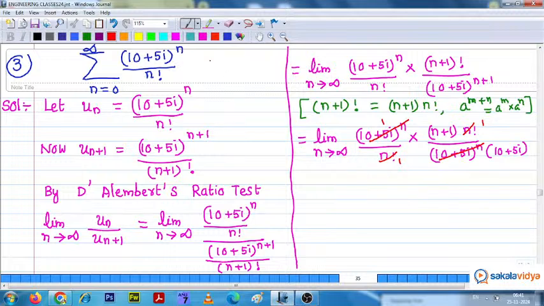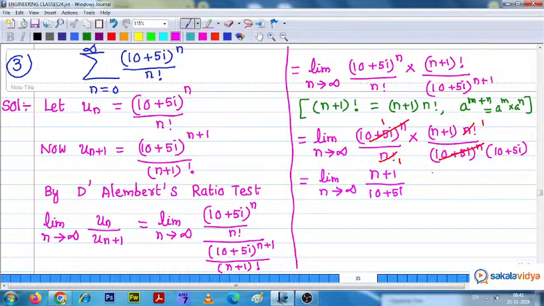So, what do we have now? Let us write limit n tends to infinity, we have n plus 1 upon 10 plus πi. So, 10 plus πi is a complex number, don't worry, that is a number. So, n plus 1 by 10 plus πi.